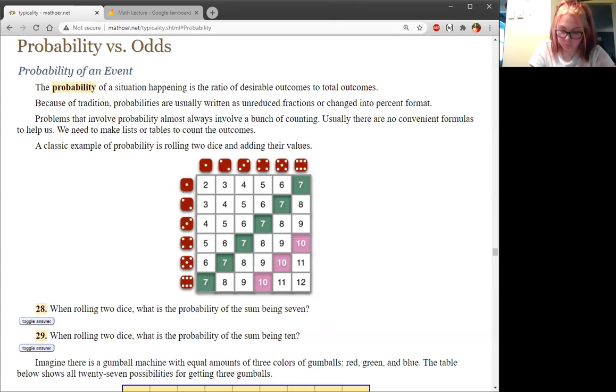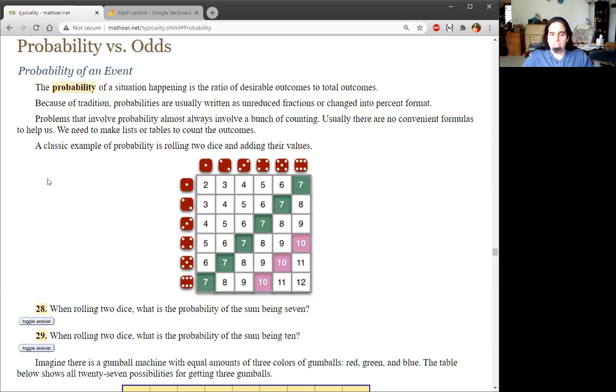Okay. The probability of a situation happening is the ratio of our desirable outcomes to our total outcomes. By tradition, we write these as unreduced fractions, or we change them into a percent format. Basic probability problems are all about counting. There usually isn't a formula to help us. So the most classic example from math textbooks going back forever is rolling 2 dice and adding them up.